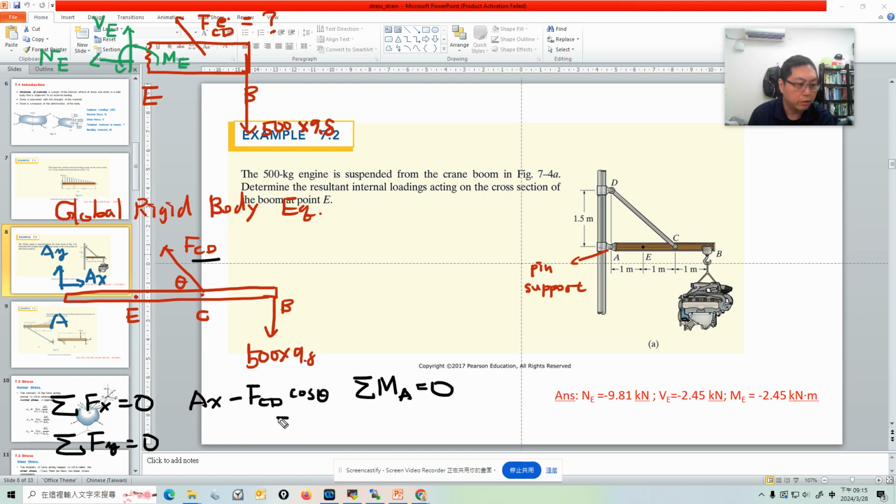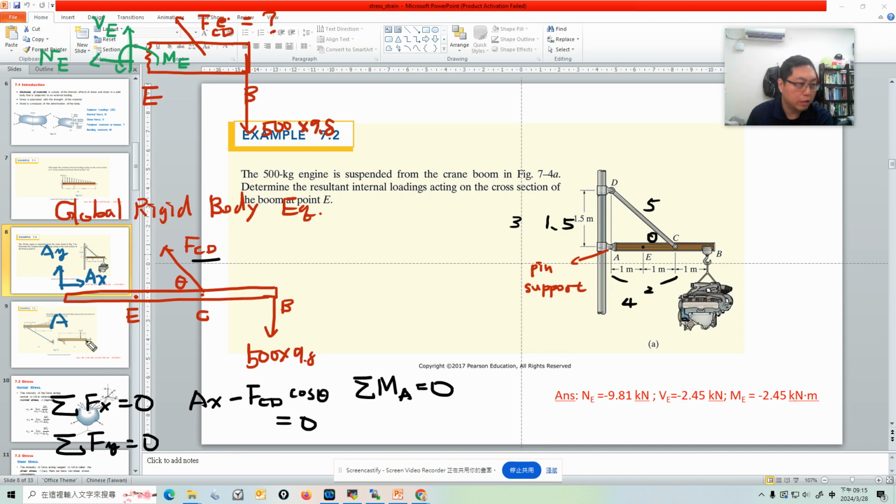Okay, and then that's equal to 0. That's the first one. But cosine theta, we know cosine theta, because theta is here. Here's 2, here's 1.5, so actually it's a 3, 4, 5 triangle. So cosine theta actually is 0.8. But even if we know the cosine theta, we still cannot solve for FCD. So this equation is not really useful.